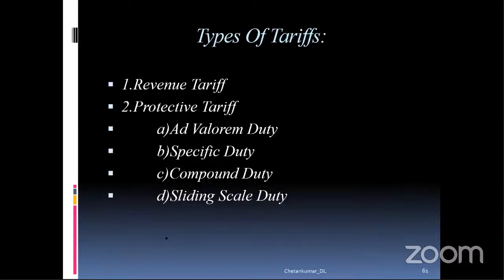So hopefully, tariff andre enu? Revenue tariff mane, it is imposed normally on luxury goods. Protective tariff is actually for protecting your domestic industry. Ad valorem, percentage. Specific, based on specific numbers. Compound, combination of specific and ad valorem. Sliding scale, they will be having a limit. If it crosses the limit, only then tariff is imposed.